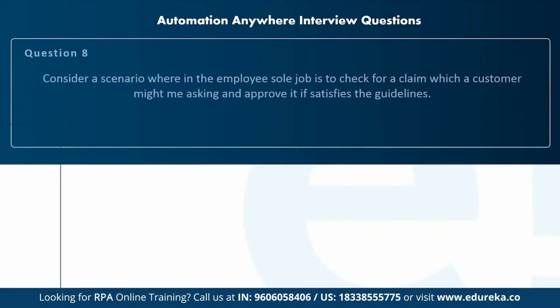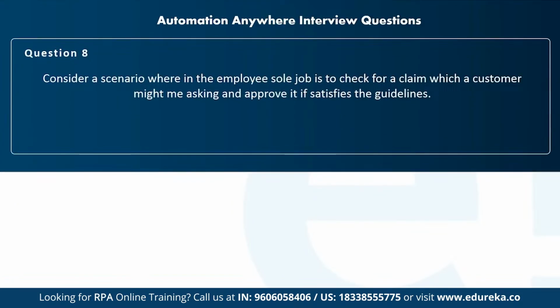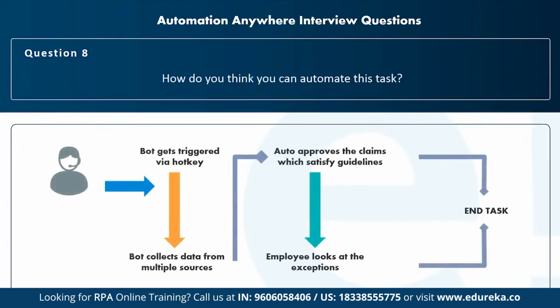Now moving on to the next question. Consider a scenario wherein the employee's sole job is to check for a claim which a customer might be asking and approve it if it satisfies the guidelines. Now, how do you think this task can be automated? Well, you can definitely automate this task by using the Automation Anywhere client. So you can create a workflow as you can see on my screen. An employee can trigger a bot via hotkey to collect data from multiple sources. After that, the system will auto-approve the claims which satisfy the guidelines, and later on, the employee can look for exceptions found and resolve the same.